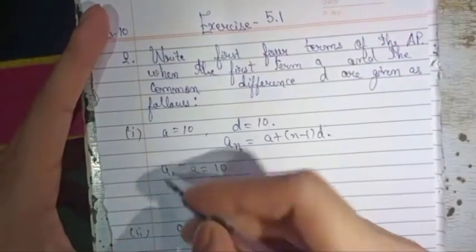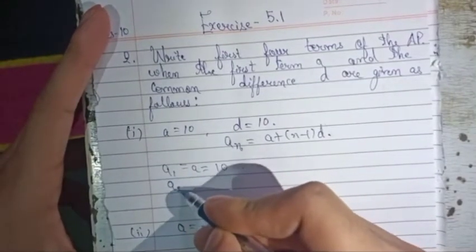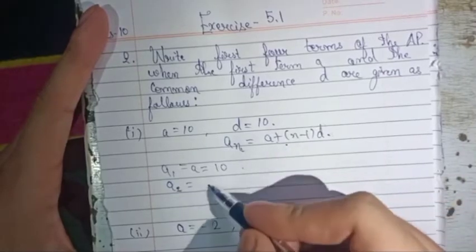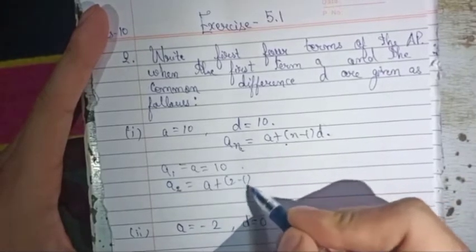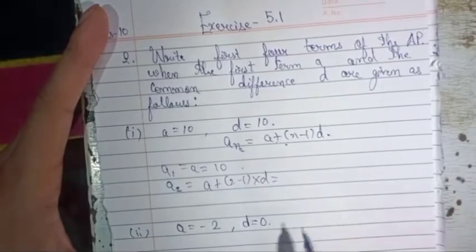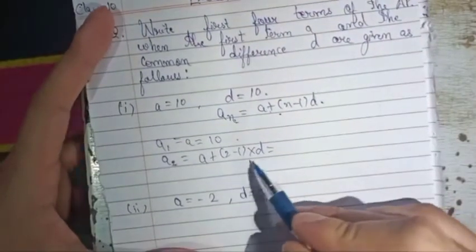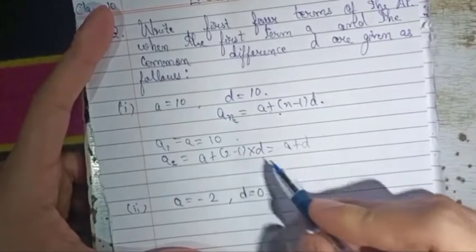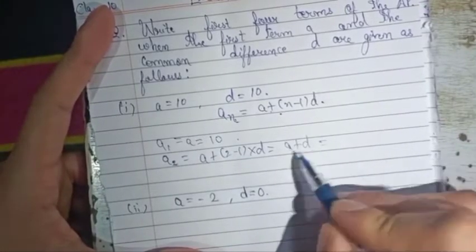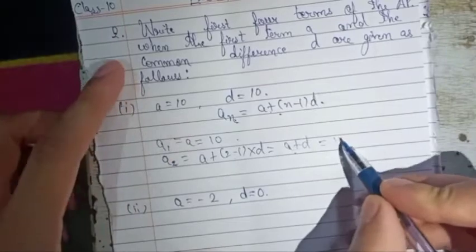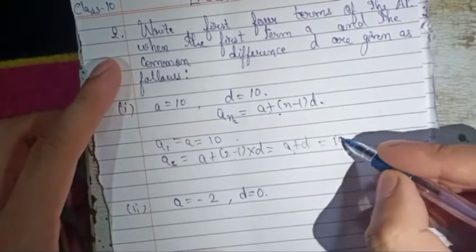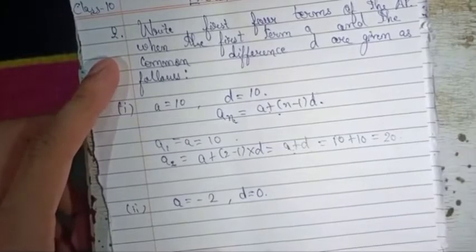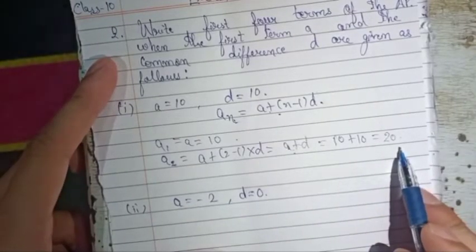Now second term, a2. When you substitute n equal to 2 in the formula, it will become a plus (2 minus 1) multiplied by the common difference. So a plus 2 minus 1 is what? 2 minus 1 is 1, so a plus d. Now putting up the values, a is given as 10 and d is also given as 10, so 10 plus 10 is what? 20. So the second term is 20.